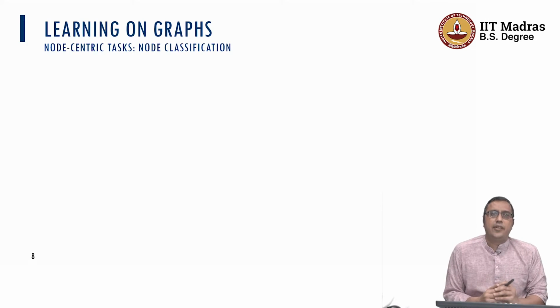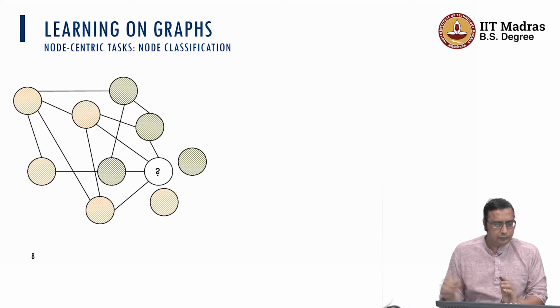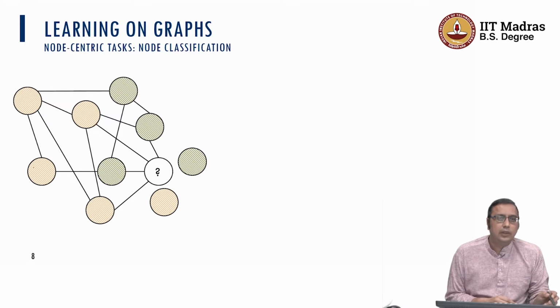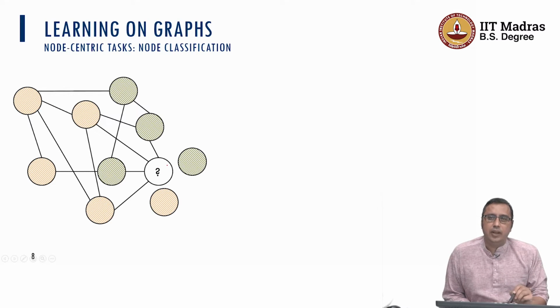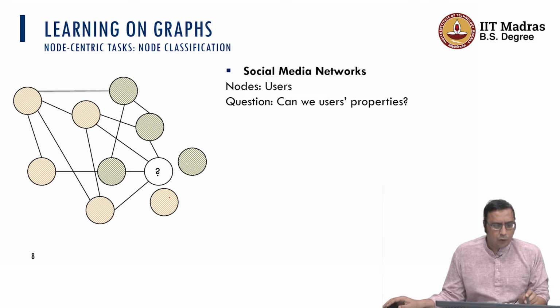Now, what are the node-centric tasks? We will look at it. So, first one is node classification. Now, look at this particular graph. You can see there are two kinds of data types of nodes. One is orange, another one is green, and I have one other node here which I want to actually provide a label, whether it is a green or an orange node. In other words, I want to classify these nodes.